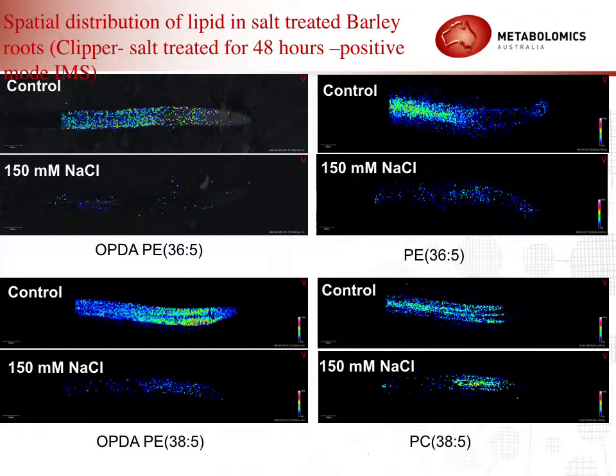As we know, the lipids are changing in barley roots when salt stress is introduced. But localizing those lipids as images is also important to see. So I'm showing here PE365 and PC385, which are reduced dramatically, as well as OPDA species, after 48 hours of salt treatment.